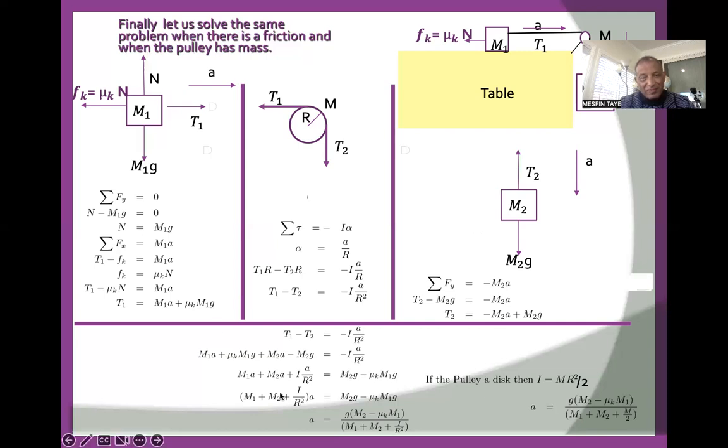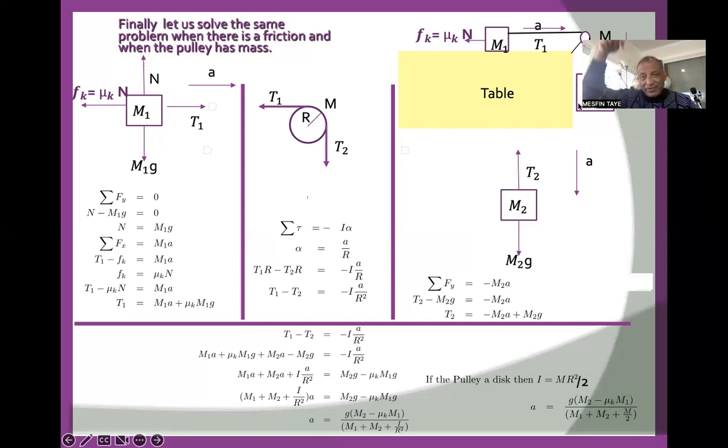So I is called the moment of inertia. The moment of inertia depends on the shape of the system, and on the rotational axis and so on. I'll show you the moment of inertia later, okay?